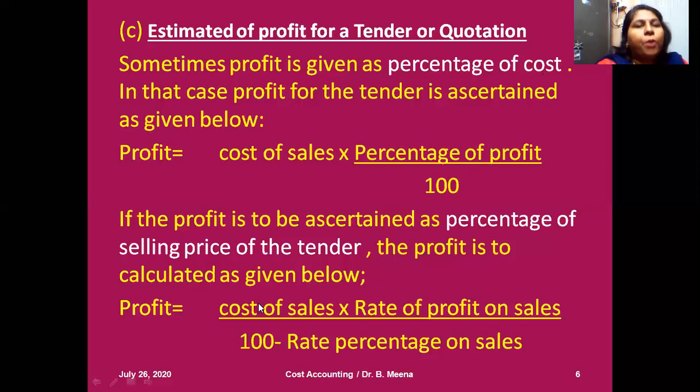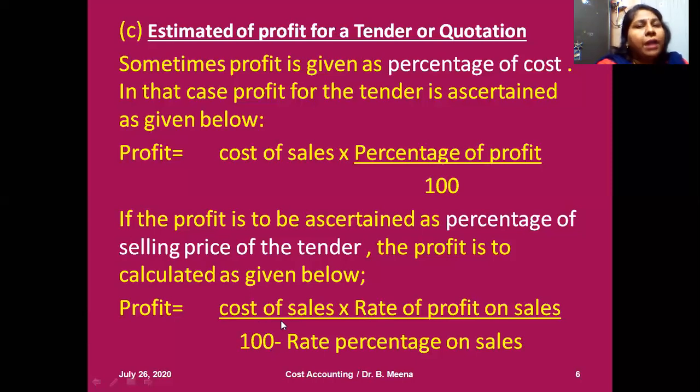In case the problem has the information that the percentage is given on the sales, for example 25 percentage on sales, what could be the formula? Total cost, or cost of sales, into the rate of profit, say 25 percentage, into 25 divided by 100 minus 25. So we can use this formula to calculate the profit provided the profit percentage is given on the sales.